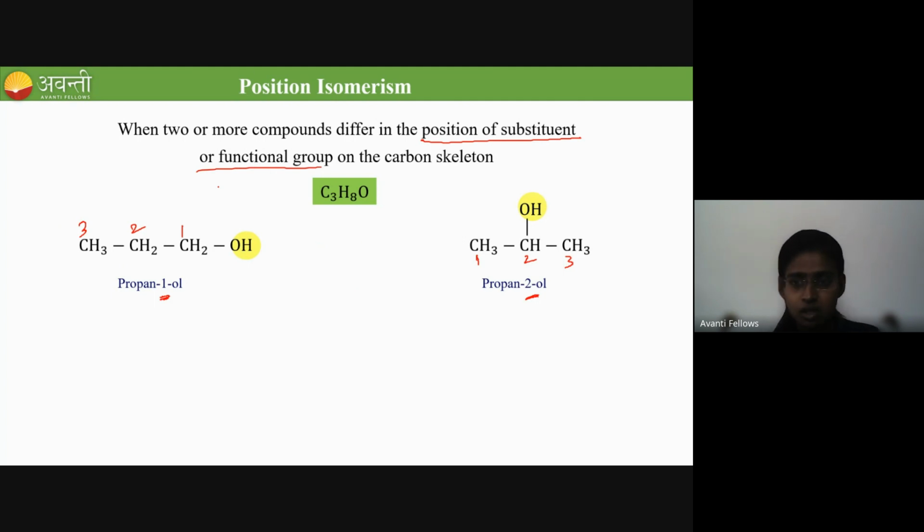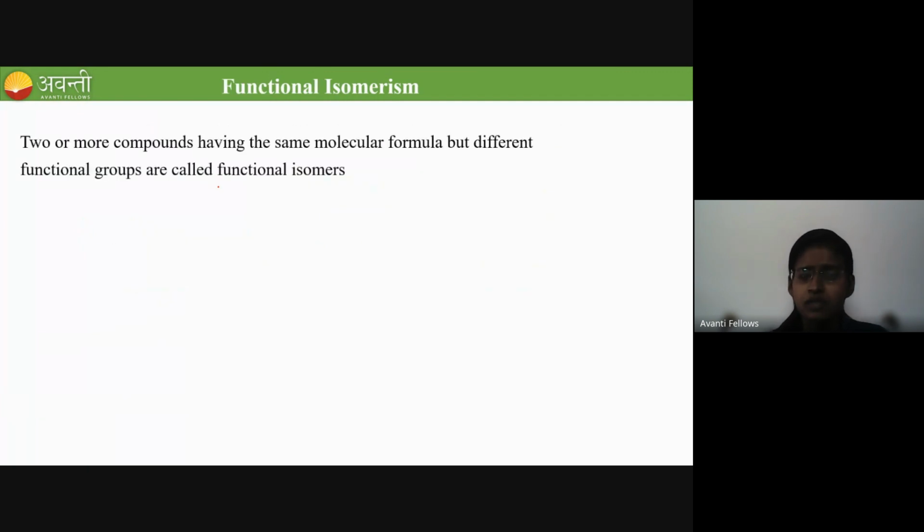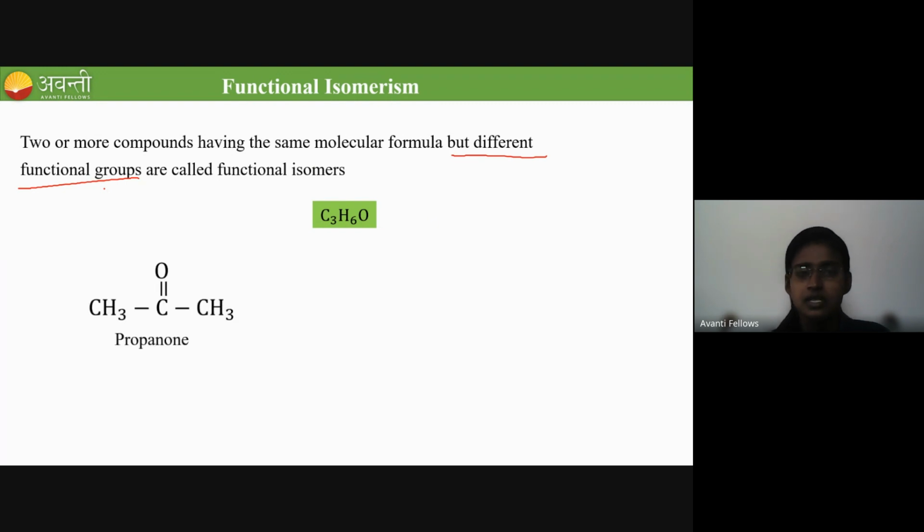Then coming to functional isomerism, here two or more compounds have the same molecular formula but different functional groups. Here the functional group itself will differ for the two compounds. So let's take an example, C3H6O. The first compound that I can draw for this formula is propanone. In propanone, we have the ketone group as the functional group.